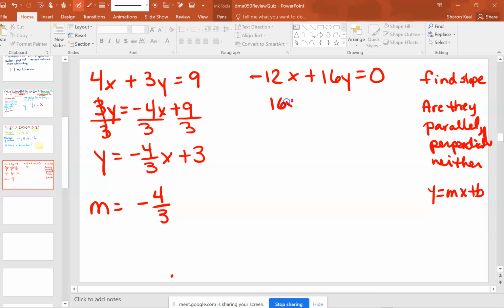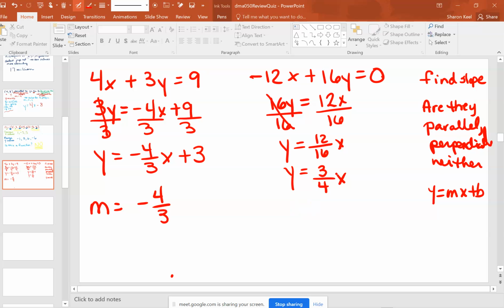For the second one, the 16y, when I move the -12x over, it becomes +12x. There's no need to bring down a 0. We divide both sides by 16, and y equals 12/16 x. We can reduce that fraction. Both of them are divisible by 4, and that would leave us with 3/4 x. So the slope of this one is 3/4.